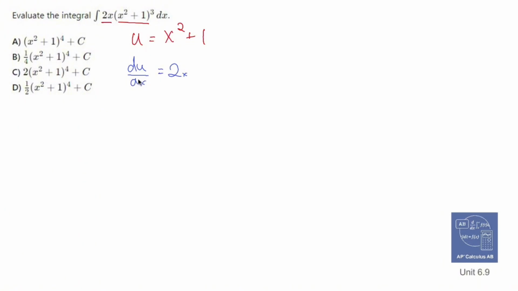Now, this is how I do it, and I know different teachers do it differently, but I like to multiply both sides and divide both sides by the dx and the 2x respectively and simultaneously. So what you get would be du over 2x equals dx. Now what I do is I replace what I called u and I take this new dx and plug that in as well and integrate with respect to u. So I have the integral of 2x, x squared plus 1 is u, so u to the third, and dx is now du over 2x.